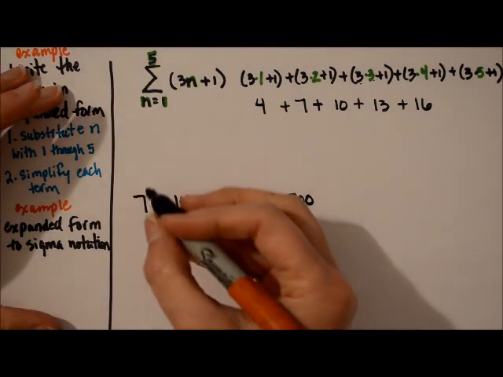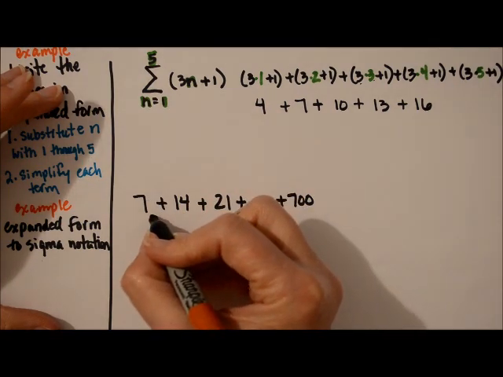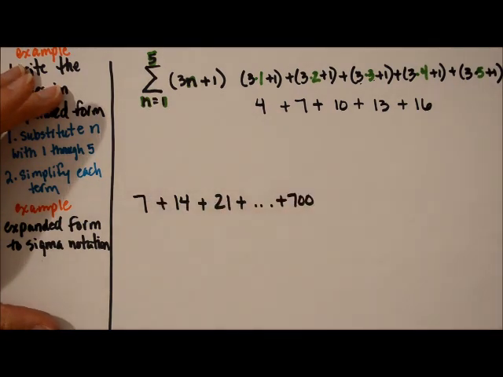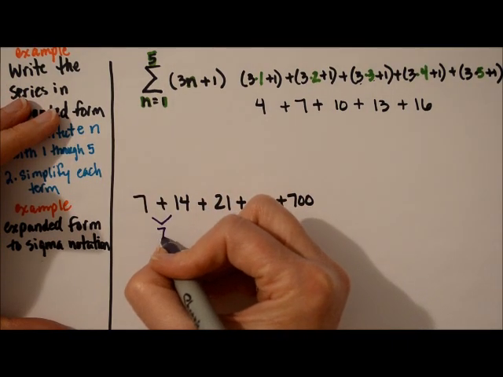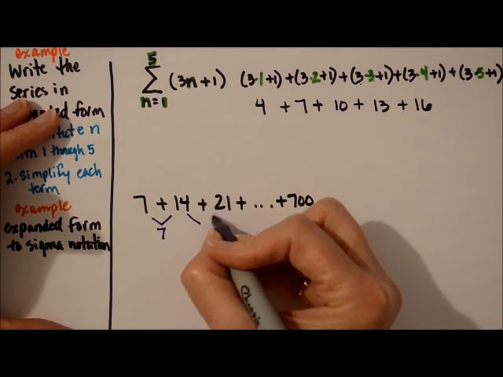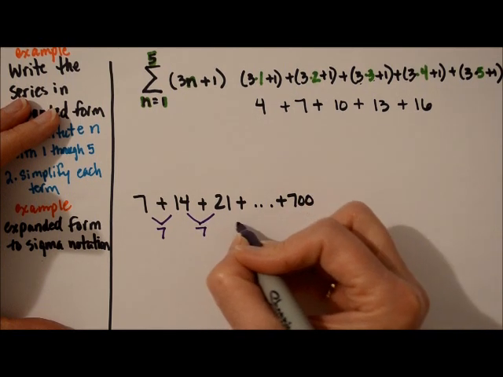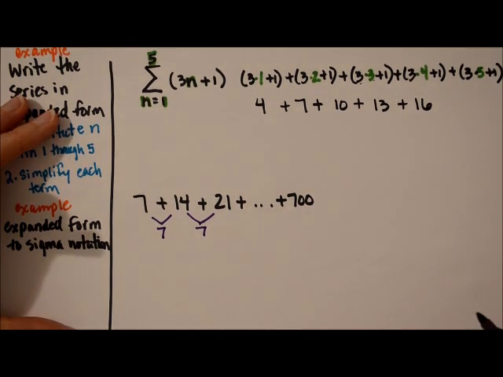So between here is 7, right? That's my difference. 7 is my difference. So I must have an arithmetic series.